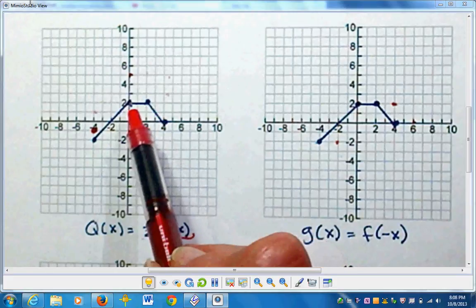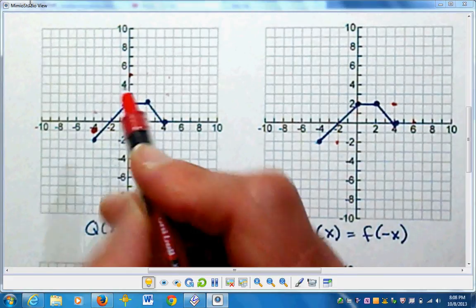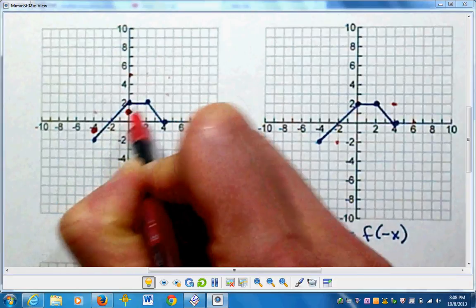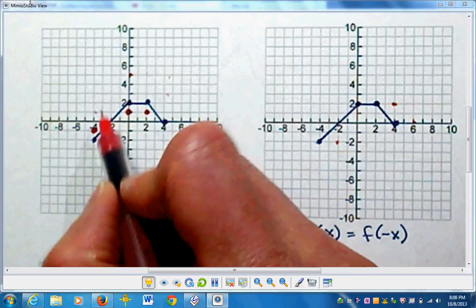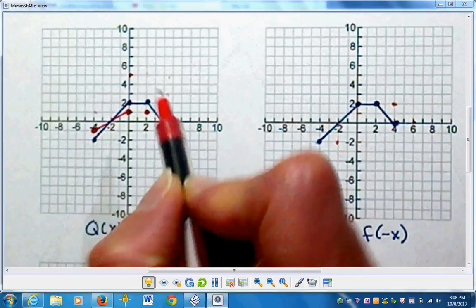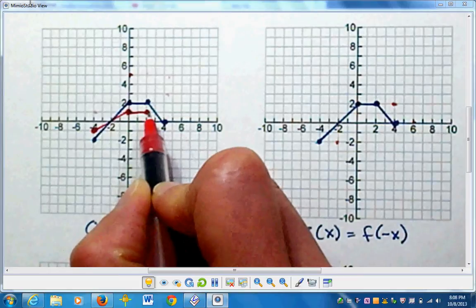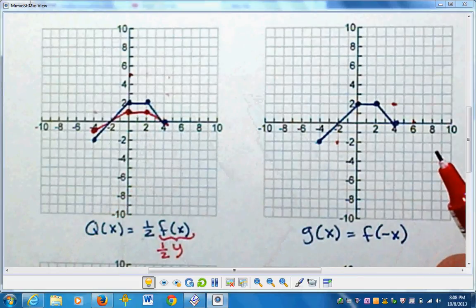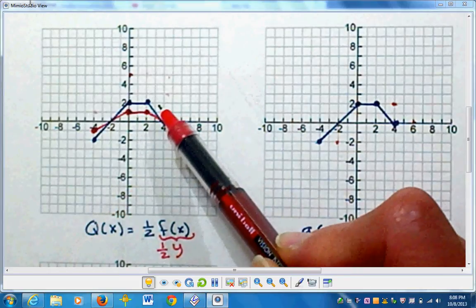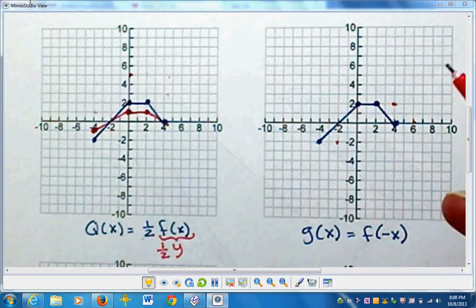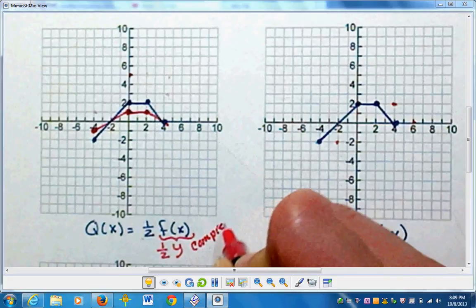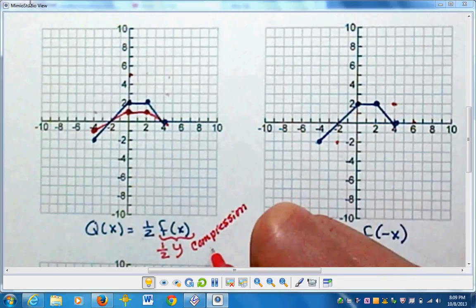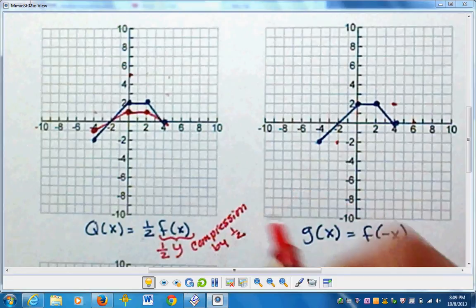Right here, my y is 2. If I take half of 2, I get 1. And the same thing's going to hold for this point. And half of 0 is still 0. So you can see that it looks like someone's pushed down on the function, so it's compressed. So this 1/2 is a compression. It's a compression by 1/2.